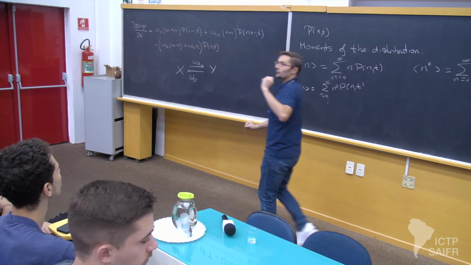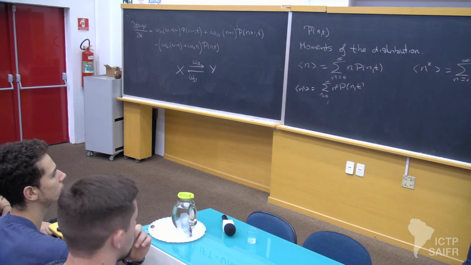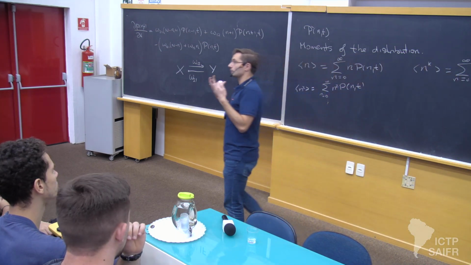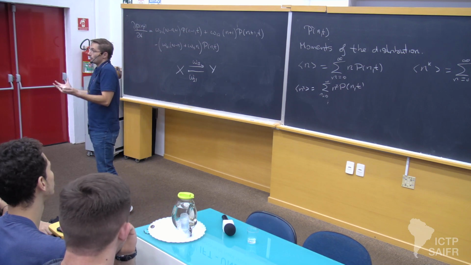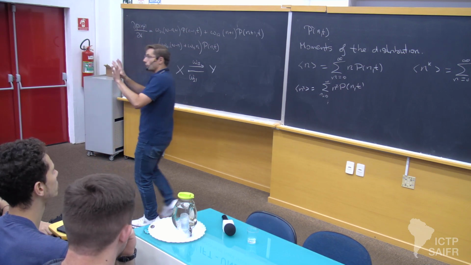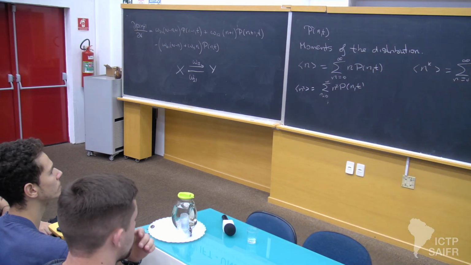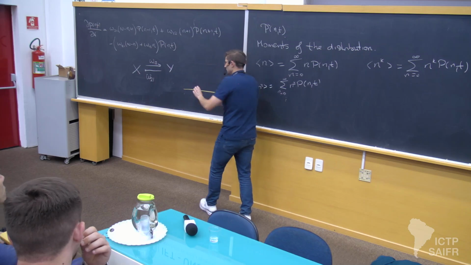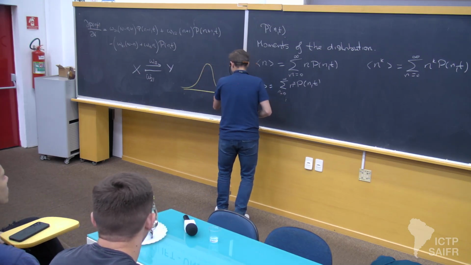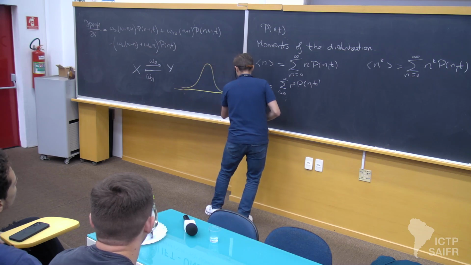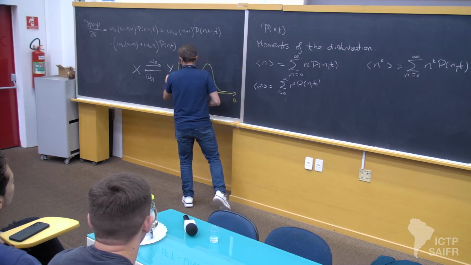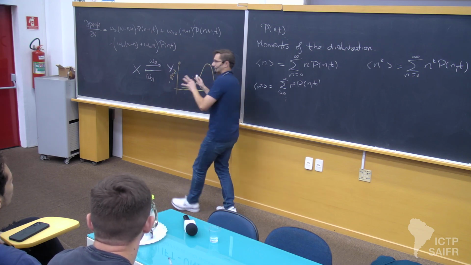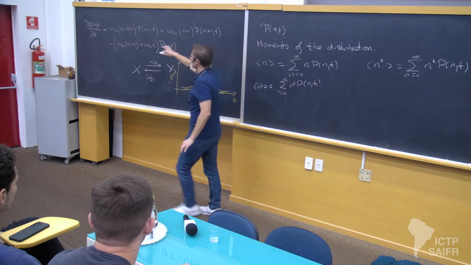Okay, perfect. So what is the use of the moments of a distribution? That's a very important question. The moments of the distribution give me information about the structure of that distribution, but only partial information. For example, imagine that your distribution of the number of particles were not a binomial but a normal distribution, something like this. This is n here, and this would be P of n.